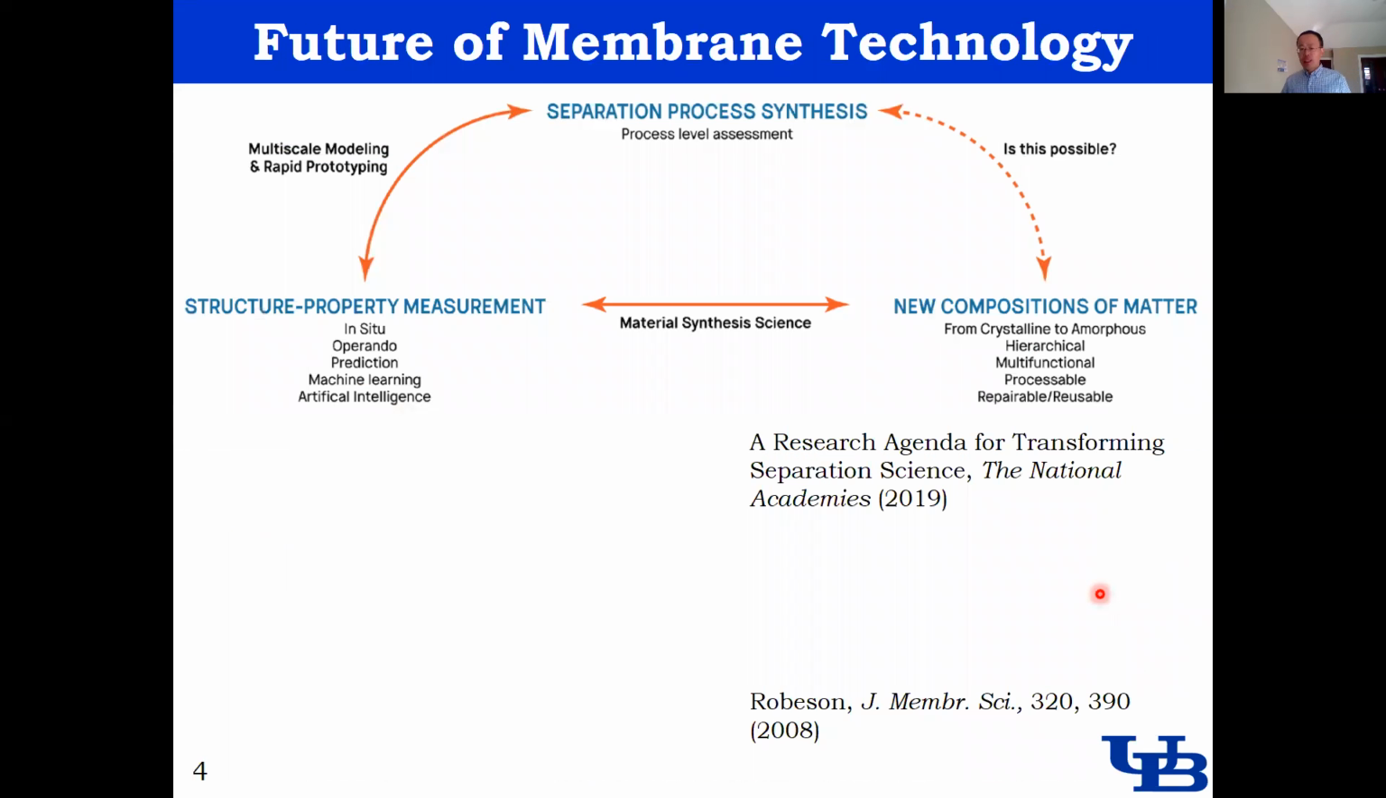In 2019, the National Academies looked at the challenges faced by separation technology. For membranes, they identified three pillars for technology development: the process synthesis, the new compositions of materials, and the structure property measurement. One of the challenges here is how we can perform high throughput simulation to design high performance materials that achieve the target.